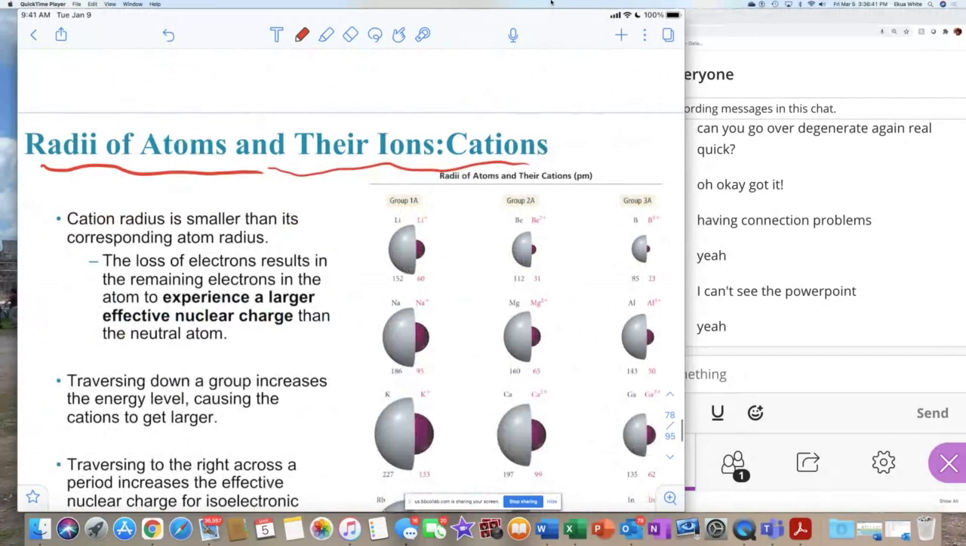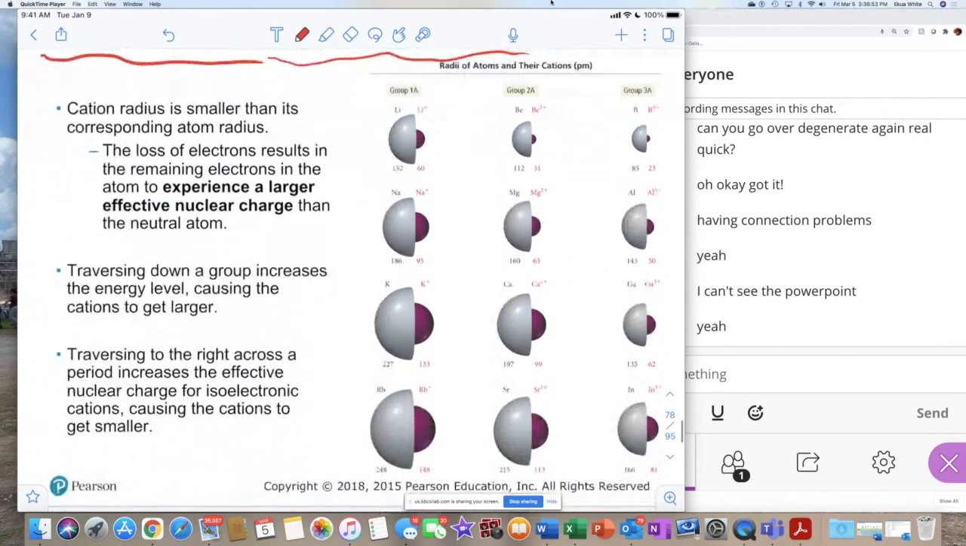So right here, the bottom line when it comes to ions and their original atom is you want to look at what is happening. Are we gaining or losing electrons? With this part here, I won't go into all the deep explanation. I already did that in the previous video I shot today, because I pressed stop at some point. The cation radius is smaller than its corresponding atom radius. The loss of electrons results in the remaining electrons in the atom experiencing a larger effective nuclear charge than the neutral atom.